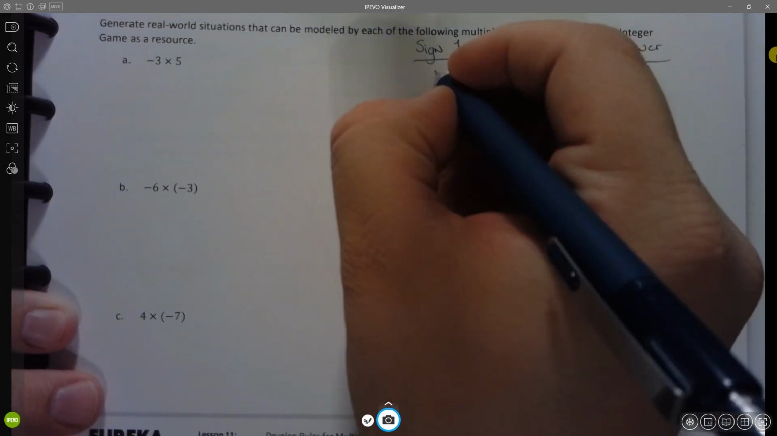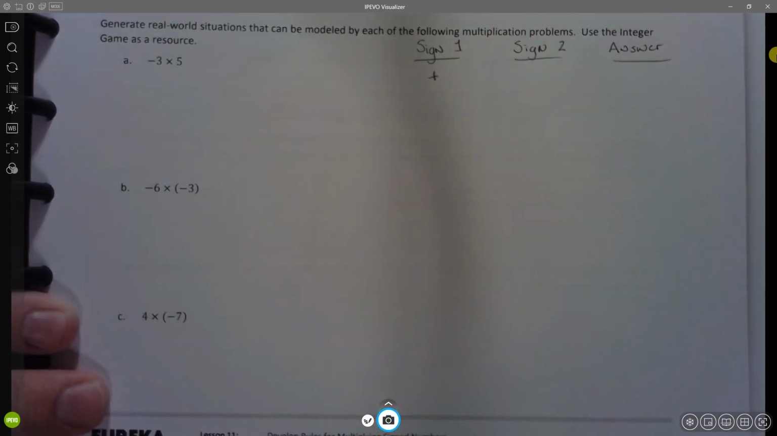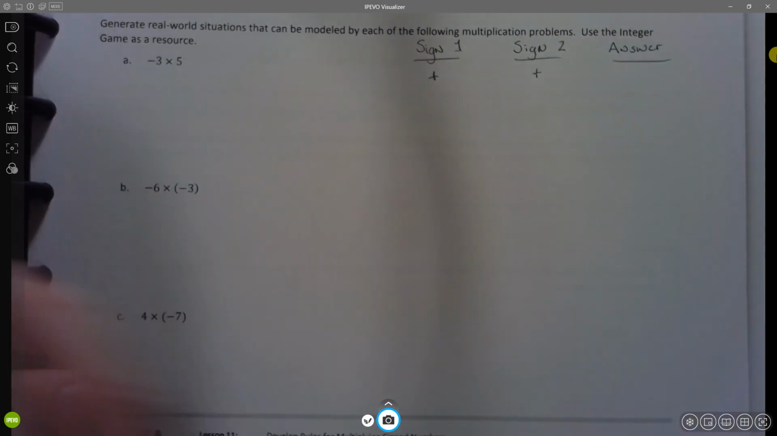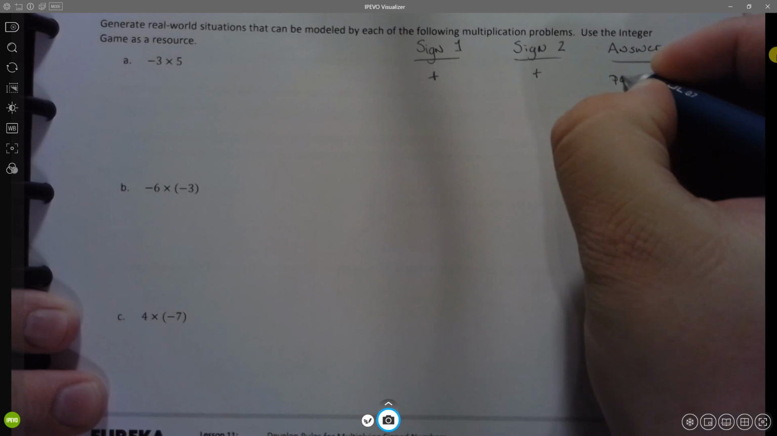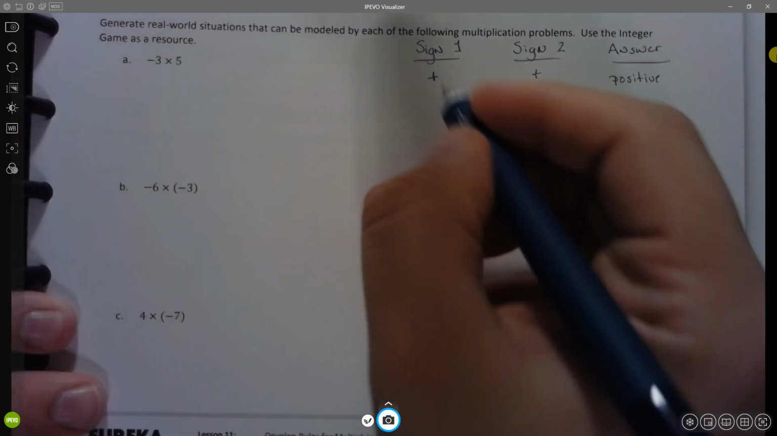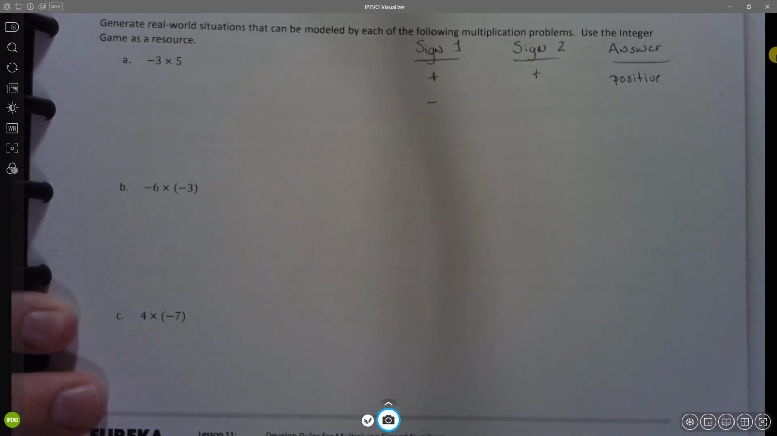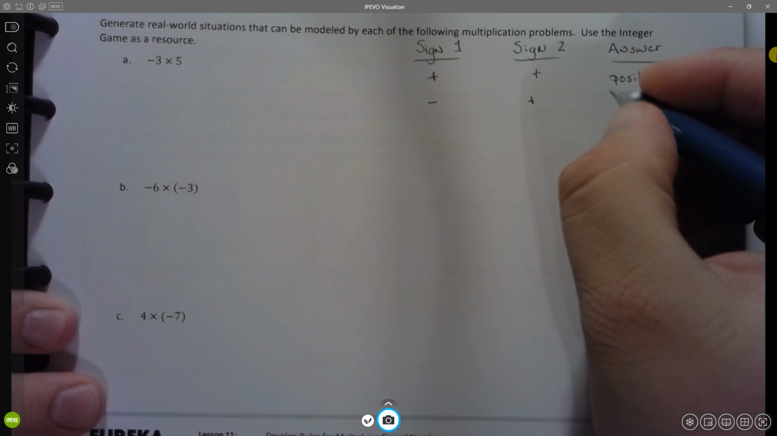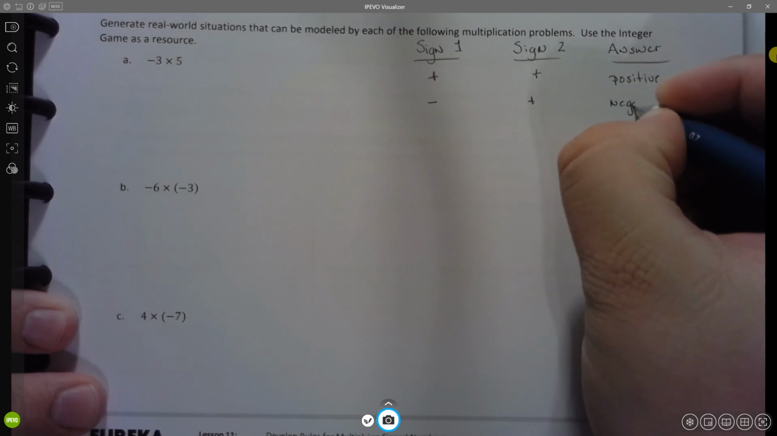If the sign of the first number is positive and the sign of the second number is positive, then your answer will be positive, okay? If the sign of the first number is negative and the sign of the second number is positive, your answer will be negative.